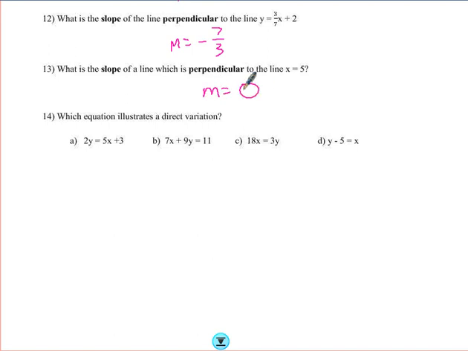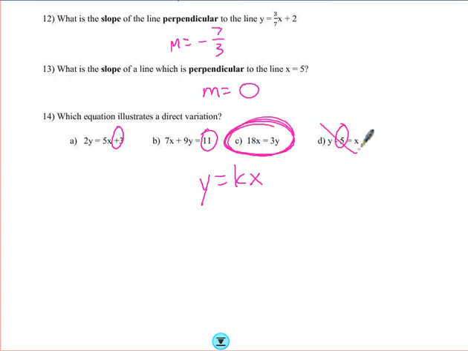Which equation illustrates a direct variation? Direct variation has to be in the form y equals kx. This has a y-intercept of 3. This is going to have a y, oh not 3, sorry, 3 halves. This is going to have a y-intercept, and this one has a y-intercept. The only one that doesn't is C, so your answer is C. Next page.